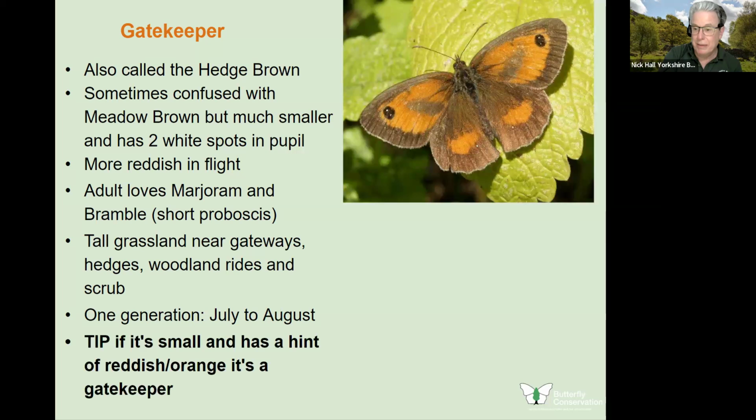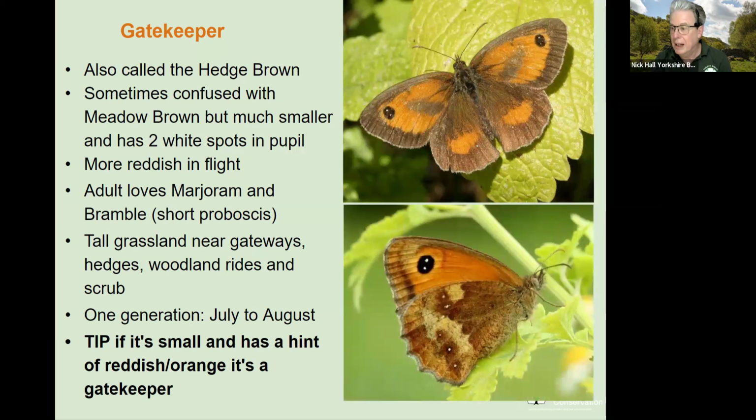So one generation. So the tip is, if it's small and has a hint of reddish brown, it can only be one thing. It's a gatekeeper. The underside is very attractive. You see the double pupil and some more white spots.